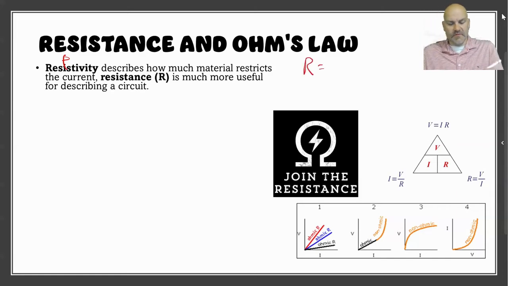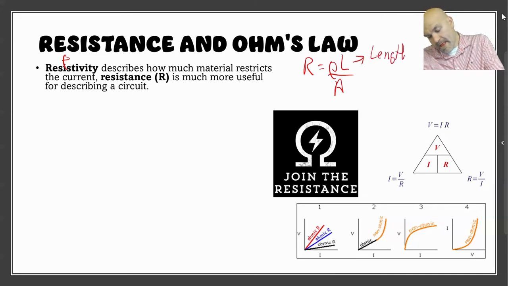The relationship between resistivity and resistance, in a wire, is that the resistance is the resistivity times the length of the wire divided by the cross-sectional area. So this is the length of wire, and this is, again, our cross-sectional area.